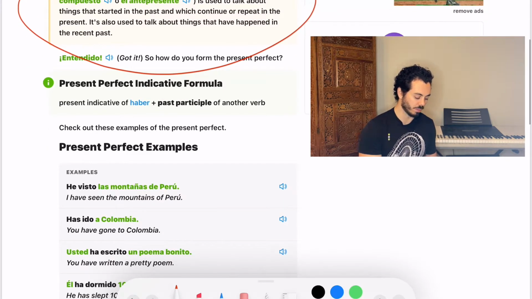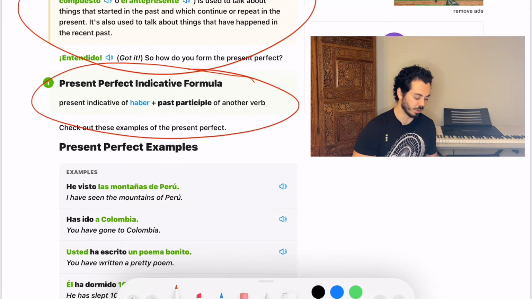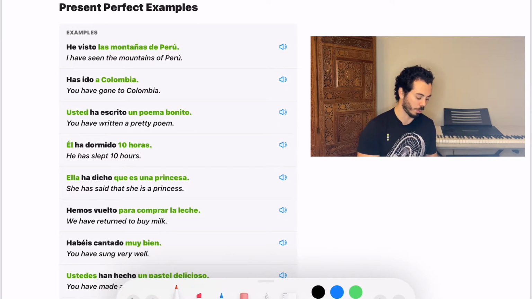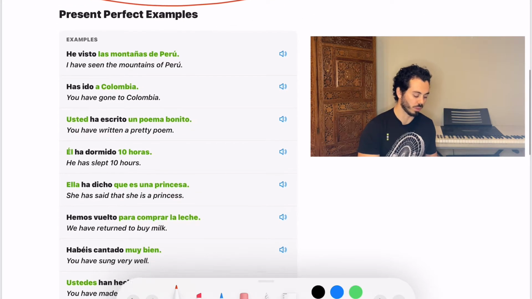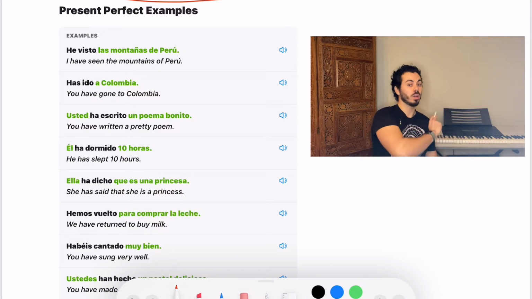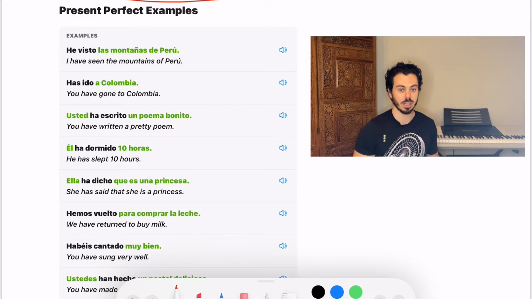So here we have the formula, present indicative of haber and past participle. And then here we have our perfect examples. So the 90% rule for this, and this is at least in Spain, is that it just happened. For example, it's in the afternoon. It must have been at least this morning. If it's anything more than like yesterday or even more, then it's the preterite. And then it's like, it happened. But if it's like today, at some point, it just happened, then you use this.